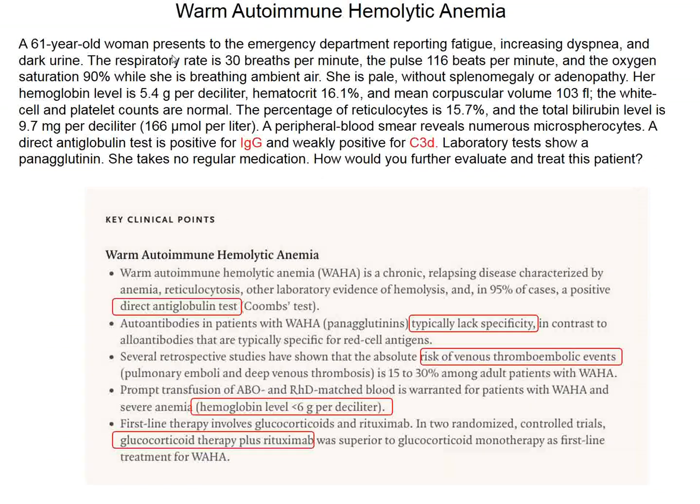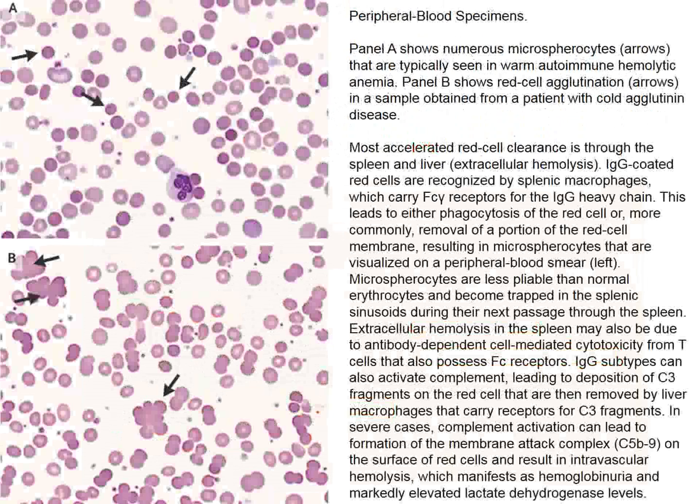So we're given a scenario here of a 61-year-old woman that comes in with tachycardia, 15% erythrocytes, has a hemoglobin of around 6 or so, and is direct Coombs test positive. How would we evaluate this patient? Looking at a peripheral smear is always a good idea.